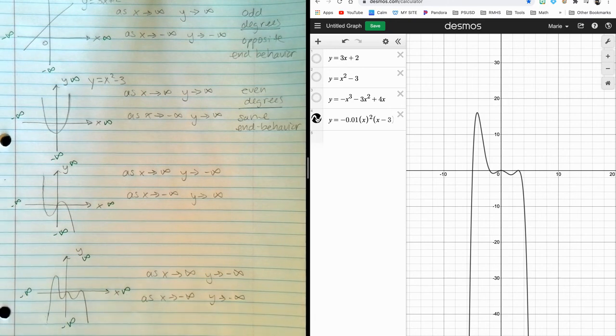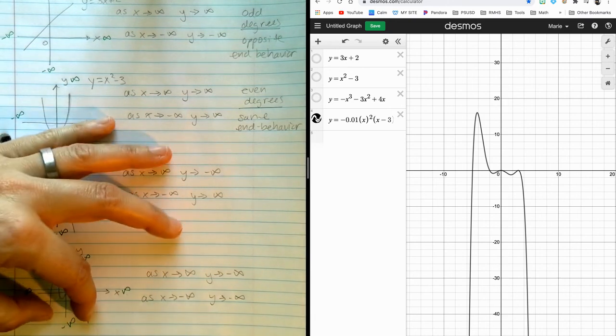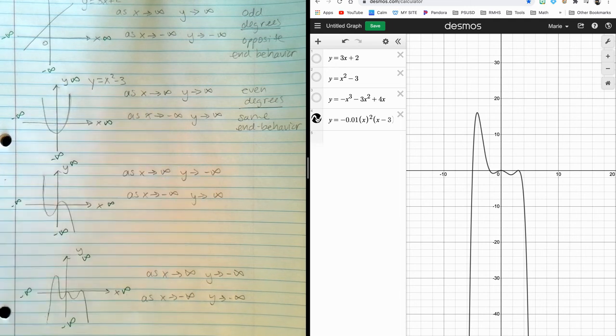So there you have it. Now, notice I told you this was a 6th degree function. So it makes sense that the end behavior was the same. This was an odd degree function. So it makes sense that the end behavior was opposite.